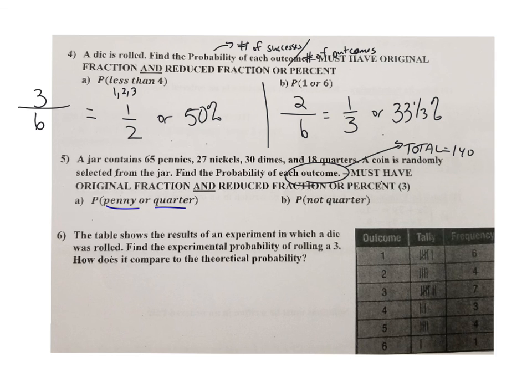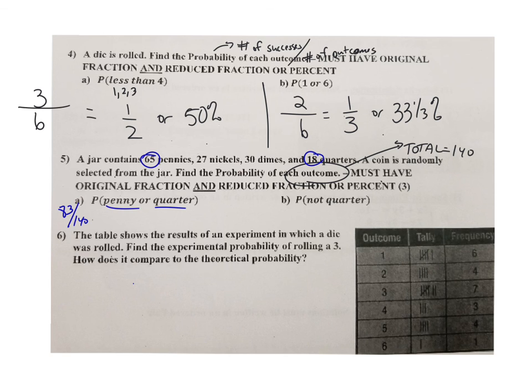All right. So I have pennies or quarters. That means I'm allowed to take pennies or quarters. So I do 65 plus 18. I end up with 83. Now it's over 140. So there's a couple ways to do this. If you want to reduce the fraction, the easiest way, if you're using a calculator, is to just 83 ABC 140 and it will reduce it for you. This cannot be reduced, so that means you're going to give me the percent.